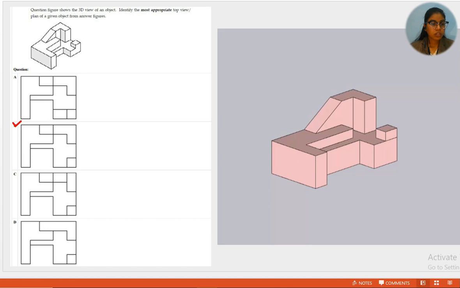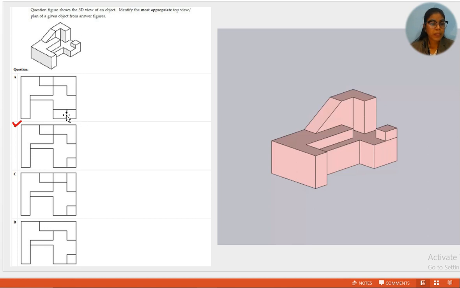Now this is your second next question. In this question, what you have to do is find out the appropriate top view or the plan of the given object from the answer figure. So first of all, you have to relate it. They have formed the plan like this. This cutout part is over here in every answer figure, in every option which is given to you. So here also, what you have to do is start with a corner or start with a small element, like we are starting from this side.